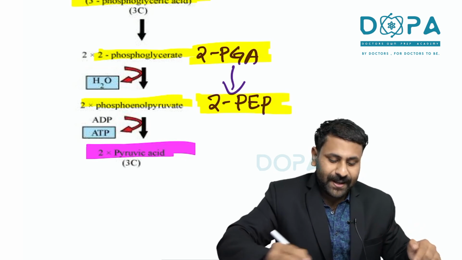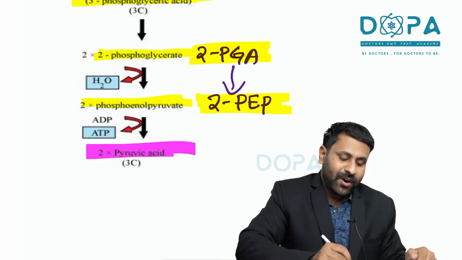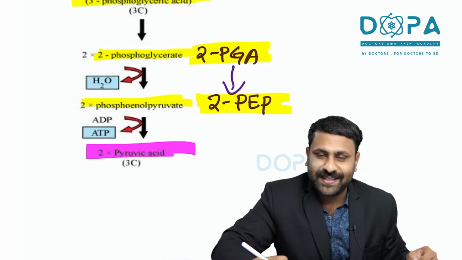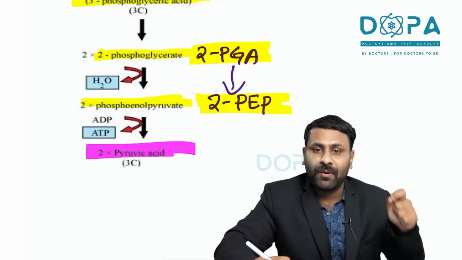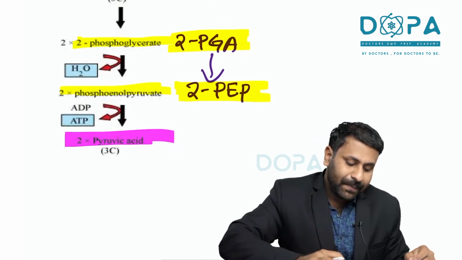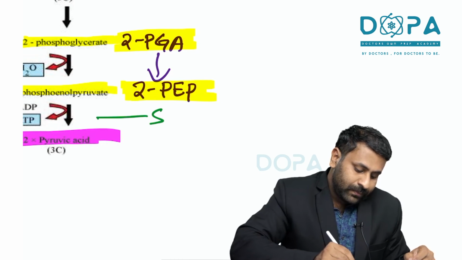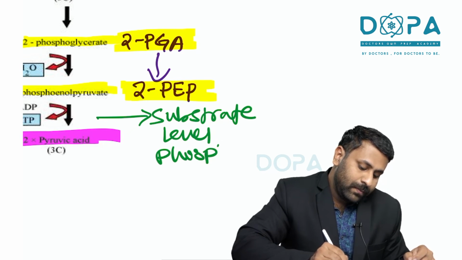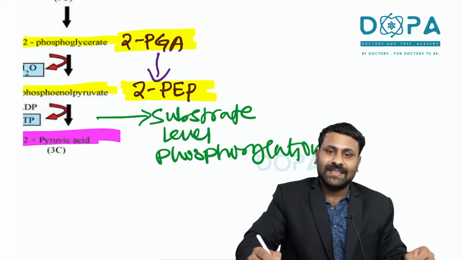And the last step: phosphoenol pyruvate is converted into pyruvic acid. That is the 10th step of glycolysis. During the 10th step, the same process, substrate level phosphorylation, takes place. Here also, substrate level phosphorylation, or substrate level ATP synthesis, takes place.